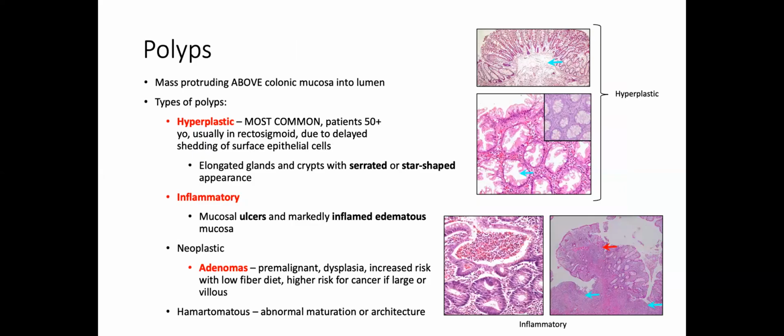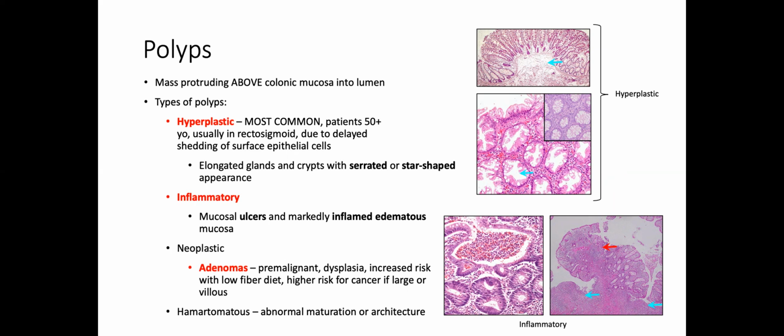Okay, pathology 3 with Wang. So these are the intestinal tumors. We've got polyps. They're masses protruding above the colonic mucosa into the lumen. And then we've got types of polyps. I thought this was really interesting, and it's a good thing to remember, because in general surgery or a GI rotation, they'll ask you about this as well.